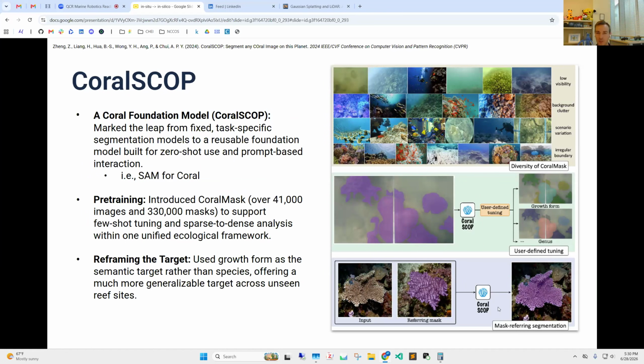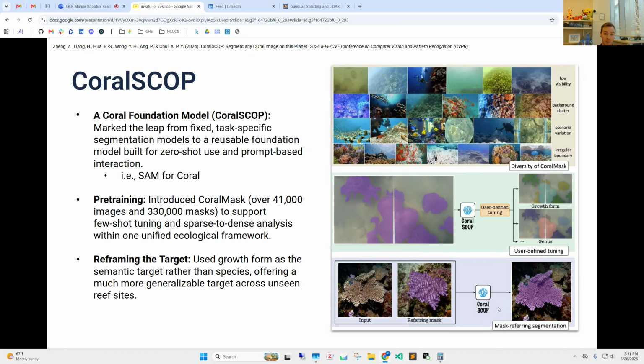This is where we make a pivot. We're still talking about deep learning, and one thing that around this time we started to see is more foundational models. One particular paper called CoralScope, I would say this is one of the first times that I saw foundational models used in the coral reef ecology space. So this is not the same as propagating points to dense masks, although it could be. Instead, they looked at training a model for one specific task, zero-shot segmentation, to be able to do prompt-like interactions.